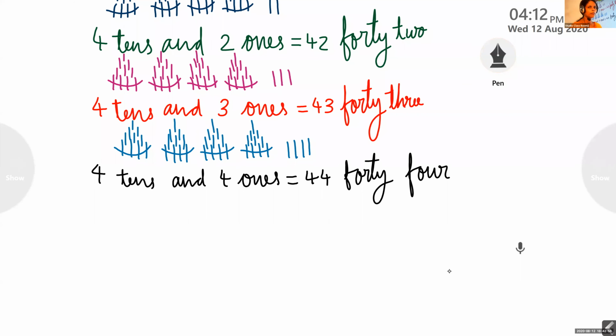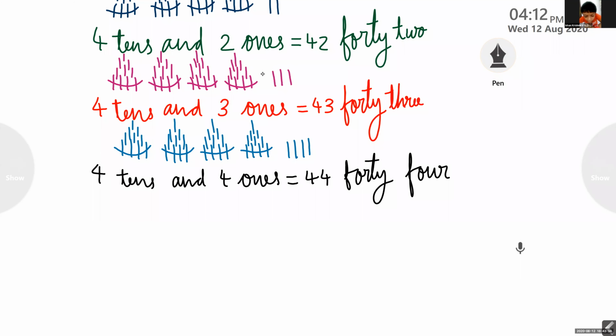Now which number did you complete? Which number are you writing? 43 spelling. Okay, good. Which number did you complete now? Please unmute. Okay, we will move to the next number. Which is the next number? What are you writing?